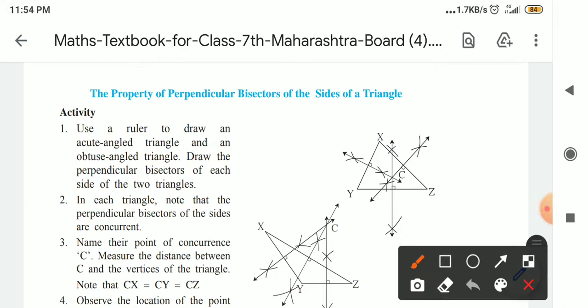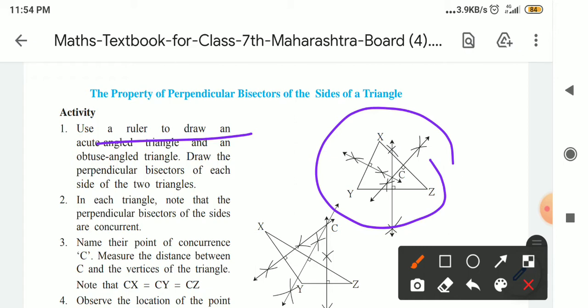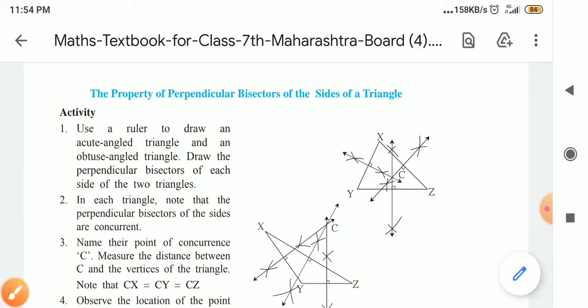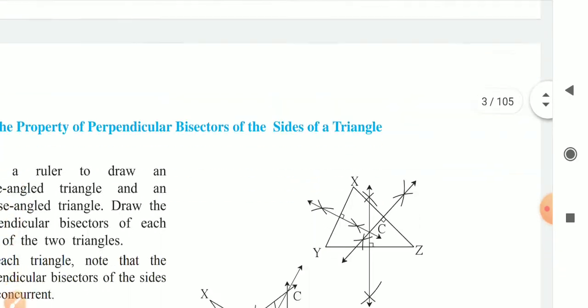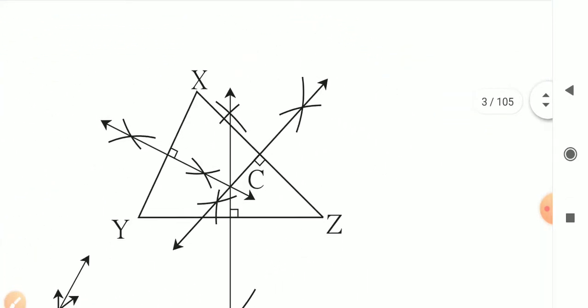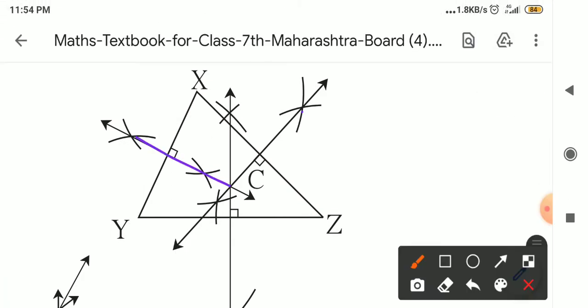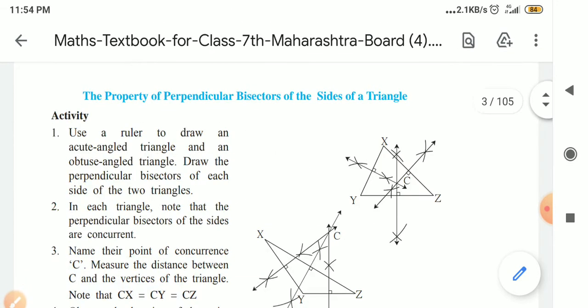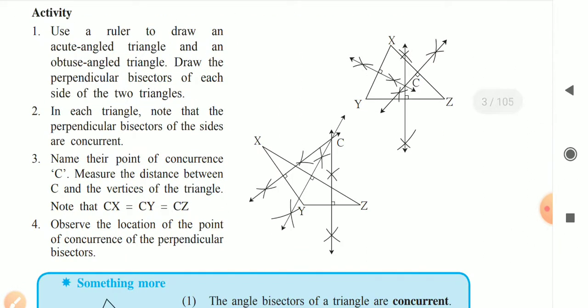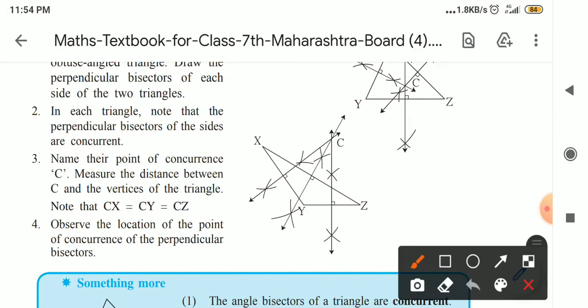Read it first. Use a ruler to draw an acute angle triangle, means we have to draw any acute angle triangle, and we have to draw its perpendicular bisectors. As angle bisectors pass through a single point, the same thing is happening with this. Okay, all the perpendicular bisectors of the triangle pass through the same point, a common point, which is C.